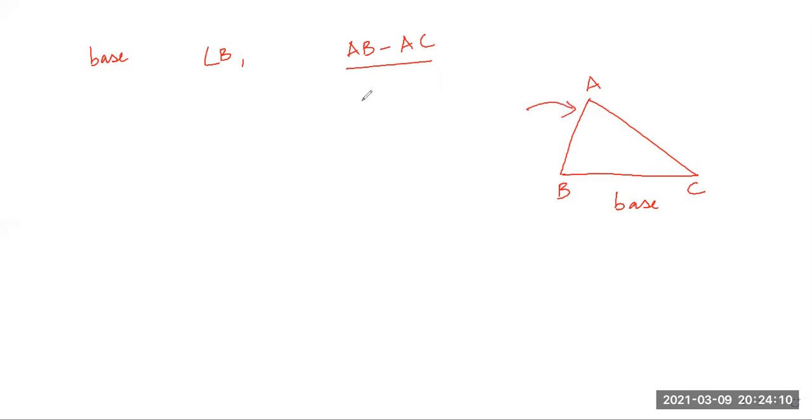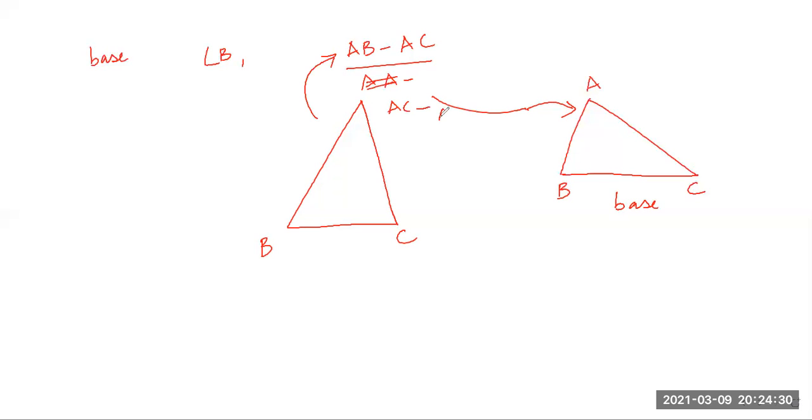Or if this is a triangle, let's say, then in this case, AB minus AC may be given. In this case, AC minus AB may be given. Now, the way to handle both cases is different.